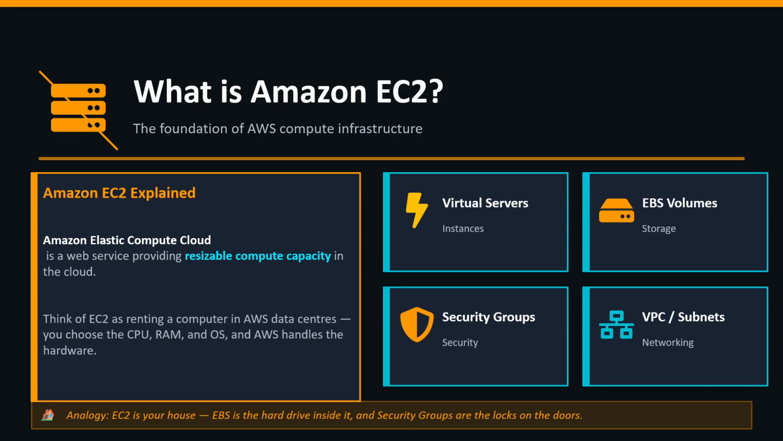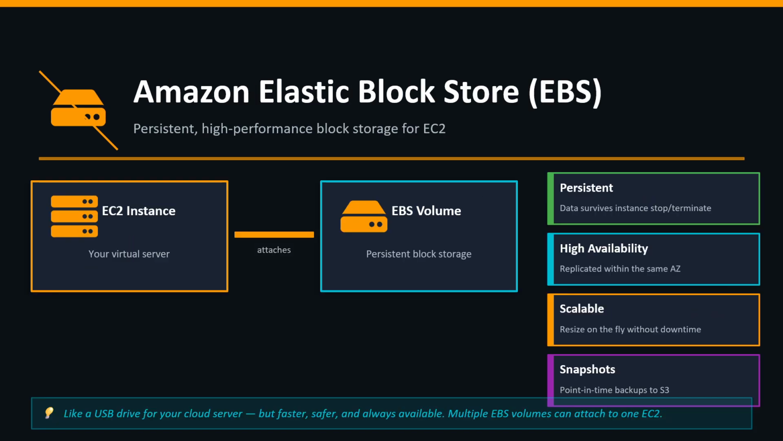Think of EC2 as renting a computer in an AWS data center. You choose the CPU, RAM, and OS, and AWS handles the hardware. Then go to Amazon Elastic Block Storage.